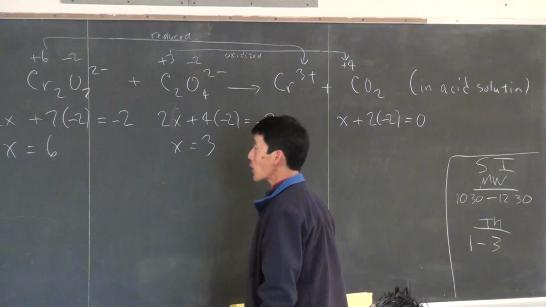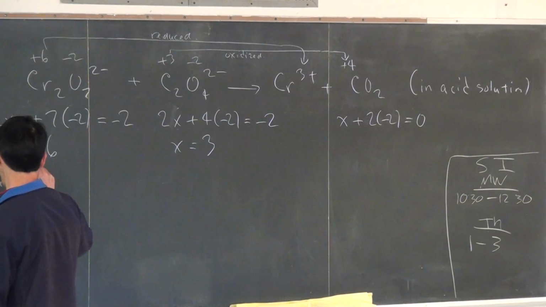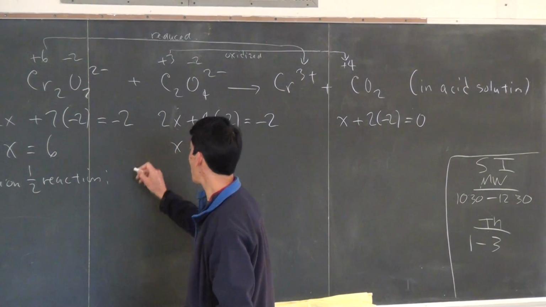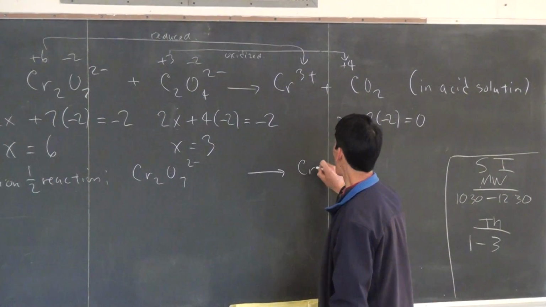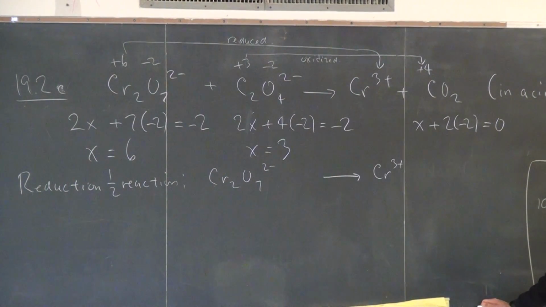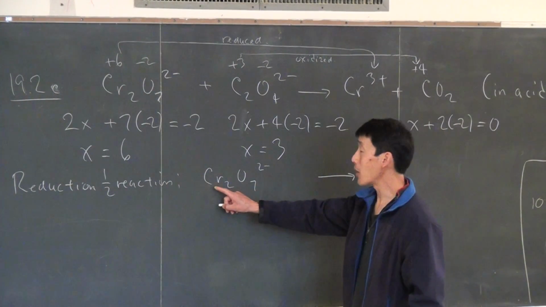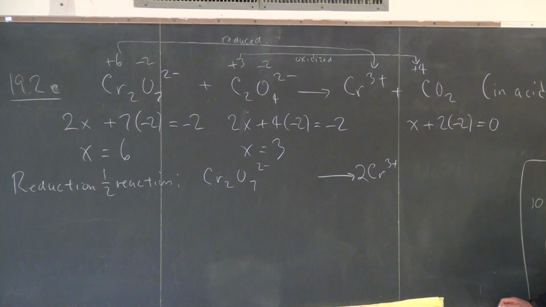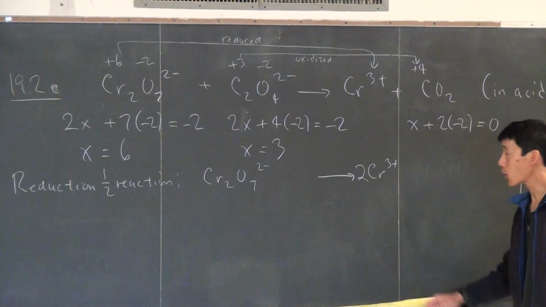Now we can figure out each half reaction. So for a reduction half reaction, the Cr2O7 is being reduced. So we have Cr2O7 2-, and that goes to chromium 3+. Now note that this is not a balanced half reaction. There are 2 chromiums on the reactant side, only 1 on the product side, so let's put a 2 here.